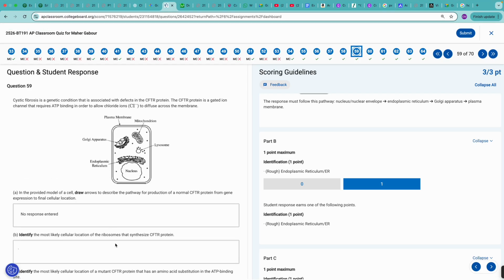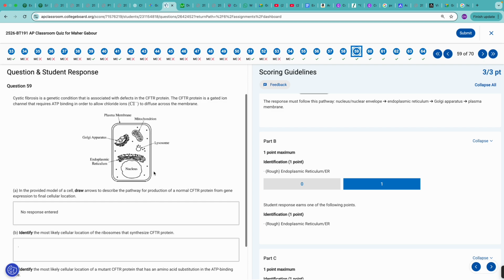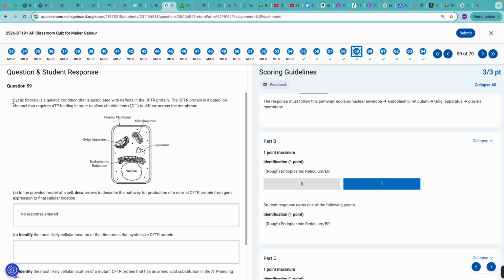Okay, guys, after consulting my private AP biology tutor, which is also known as AI, I have come to the conclusion that, and I actually remembered it, don't worry, this is legit, I'm not talking from my head. So we know that the CFTR protein is a gated ion channel. Basically the CFTR protein is in the plasma membrane, because where are gated ion channels found? They're embedded in the plasma membrane. Since it's embedded in the plasma membrane, it has to be on the RER.